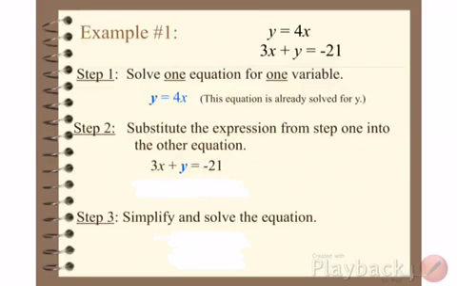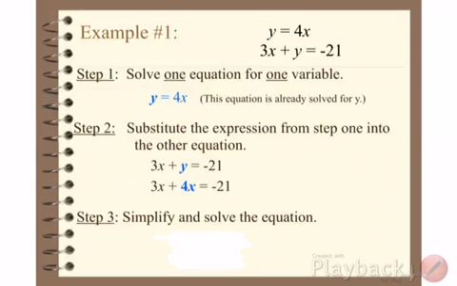So in step 2, I've got 3x plus y is equal to negative 21. So y is equal to 4x, so I can substitute that in down here. So I'm going to have 3x plus 4x is equal to negative 21. Okay, simplify and solve the equation then from there.